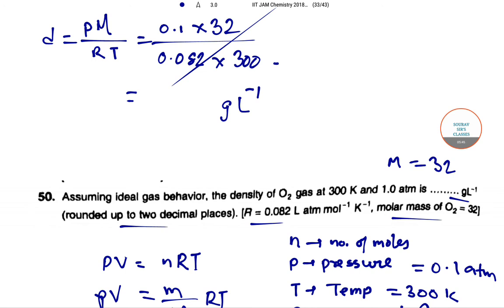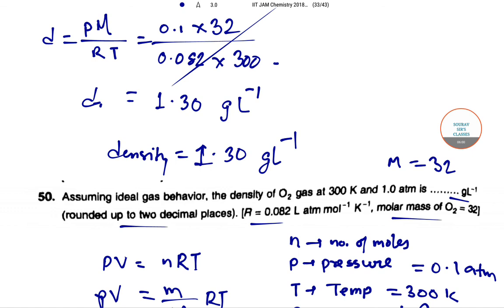So this is equal to 1.30. So density of O2 will be equal to 1.30 gram per liter. So the answer is 1.30 gram per liter.